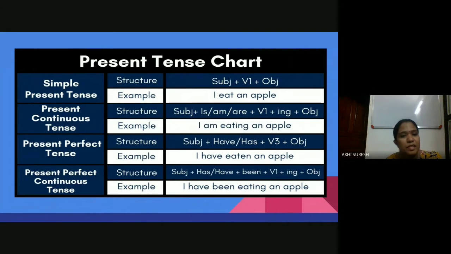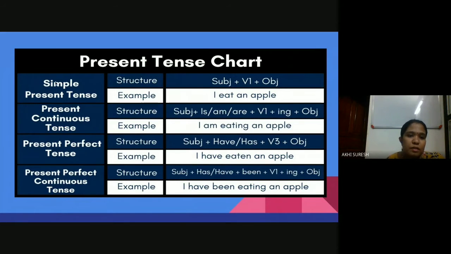As the term indicates, we are writing a simple sentence. In simple present tense, we have to use the V1 form of the verb. You might have studied before the three different forms of the verb: present, past, past participle. For example, write, wrote, written. Write is the present form of the verb, or V1. Wrote is the V2 or past form, and written is the V3 form, or past participle form of the verb.